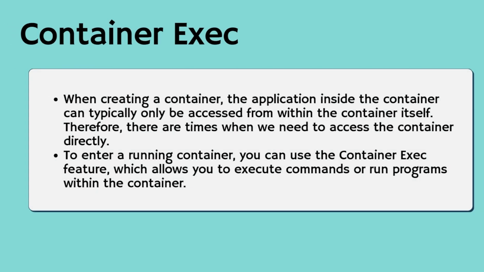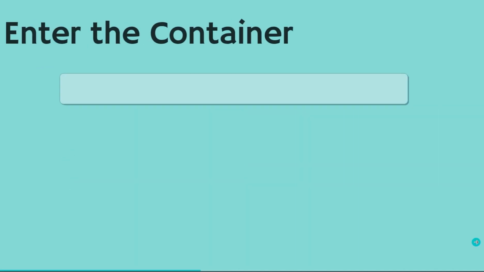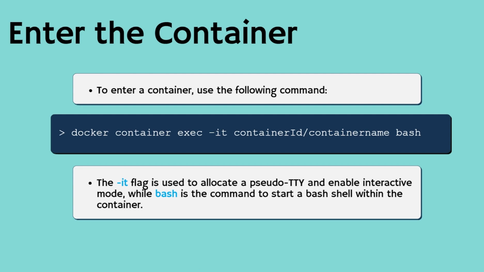When creating a container, the application inside the container can typically only be accessed from within the container itself. Therefore, there are times when we need to access the container directly. To enter a running container, you can use the container exec feature, which allows you to execute commands or run programs within the container. To enter a container, use the following command: docker container exec -it containerid / container name bash. The -it flag is used to allocate a pseudo TTY and enable interactive mode, while bash is the command to start a bash shell within the container.